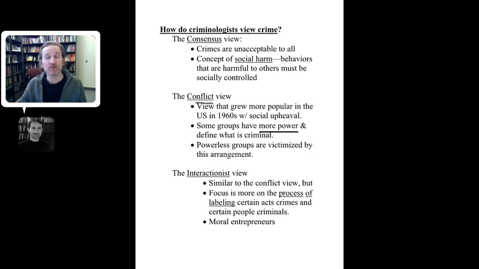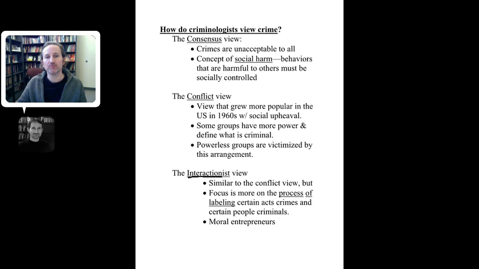That some groups get to define what counts as crime, and other groups are victimized by that arrangement. So this one really is a critique of the idea of who gets to decide what crime is, who gets to decide how laws are enforced, and that plays into what counts as crime. In other words, who is the criminal justice system protecting, right? That's a huge issue for conflict theorists.